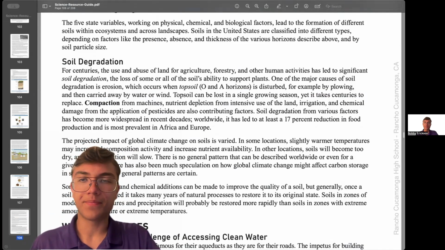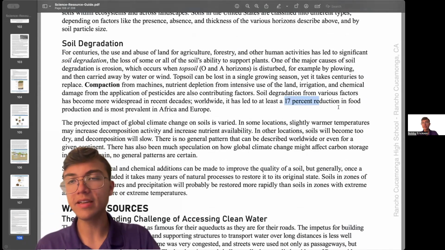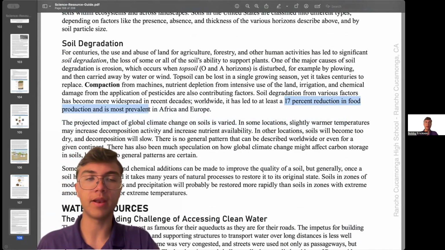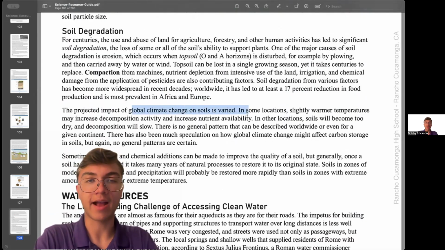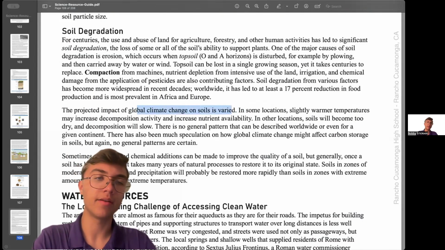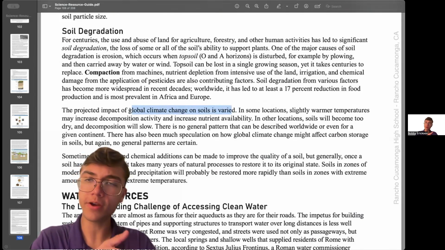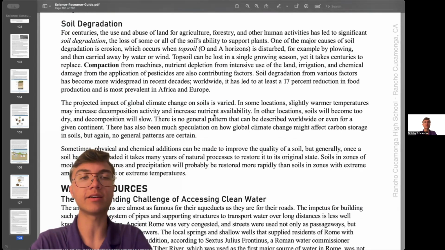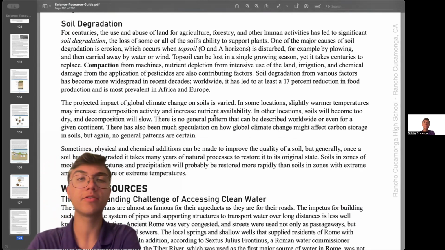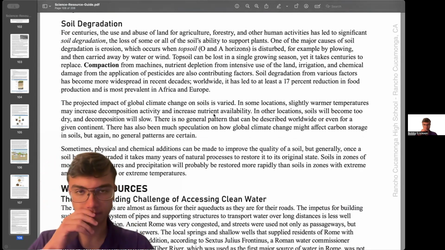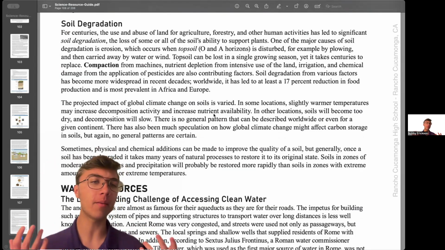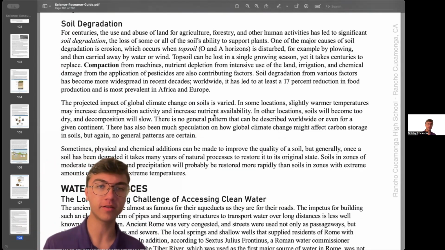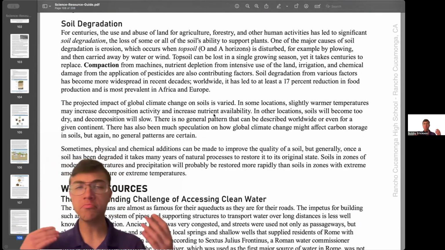And so we see that actually 17% reduction in food production has been prevalent in Africa and Europe because of soil degradation. Now, global climate change has actually impacted the soil degradation in varied ways. So, slightly warmer temperatures actually can increase decomposition activity and increase nutrient availability. So this actually could help the soils. But the soils in other locations could also become too dry, which would mean that all the decomposition is going to slow. And so, climate change, mixed effects.